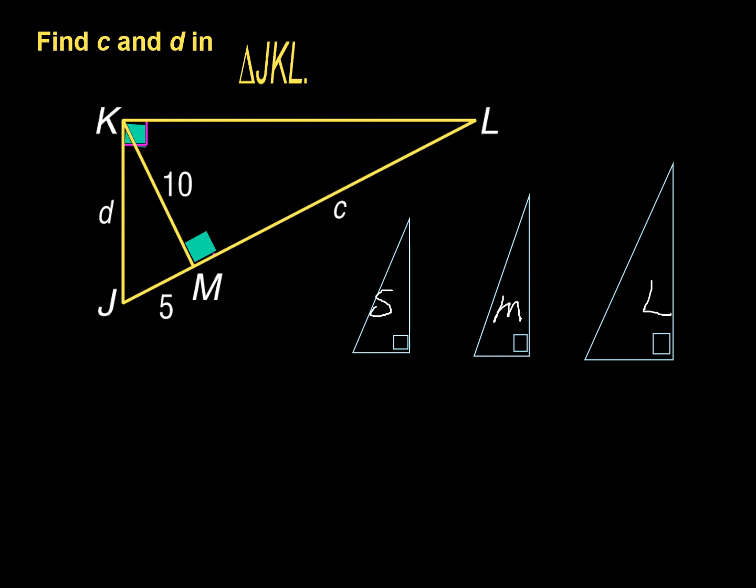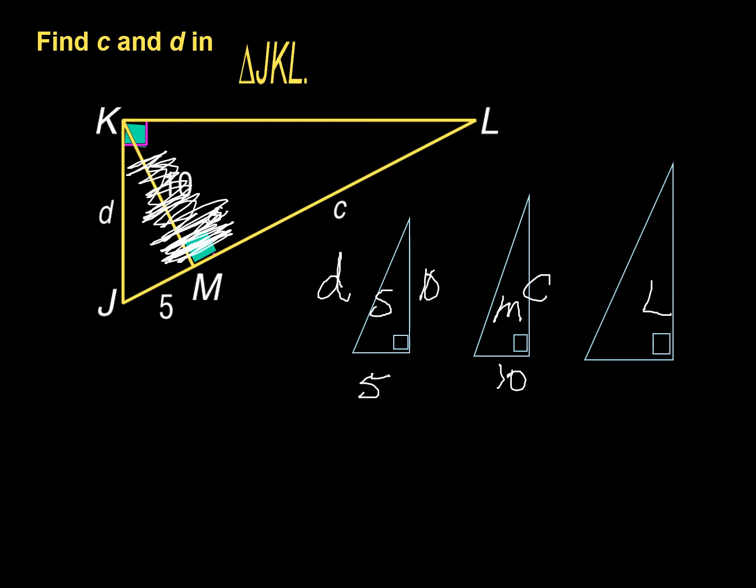On the small, I got 5 on the short leg, D on the hypotenuse, and 10 for the long leg. On the medium, here's the right angle for the medium. I don't have a hypotenuse, but I got a 10 for a short leg, and I got C for a long leg. And on the great big one, take your finger, just cover up that line right there, cover up the double right angle.